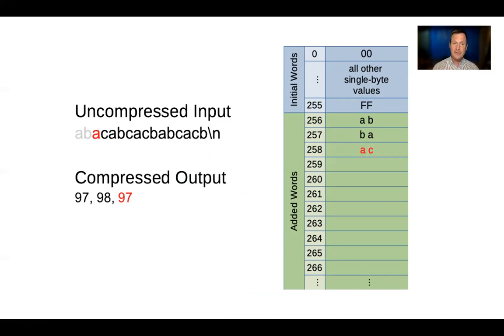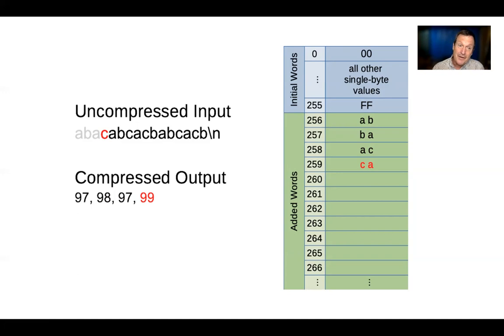Now continuing from the C, C is in the dictionary, but CA isn't. After we write out the code for A, we're right here in the input. So the next byte we have to write out is a code for C. C is in the dictionary, but CA is not. So we write out the code for C. That's a 99. We add CA to the dictionary in case we see it later.